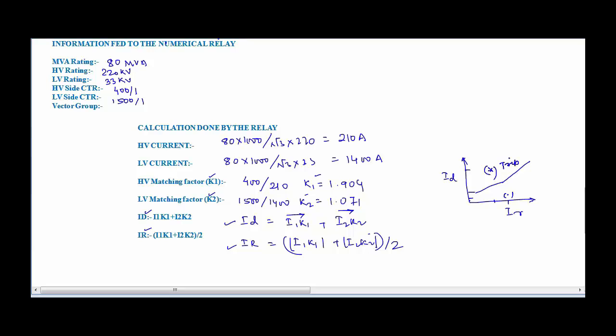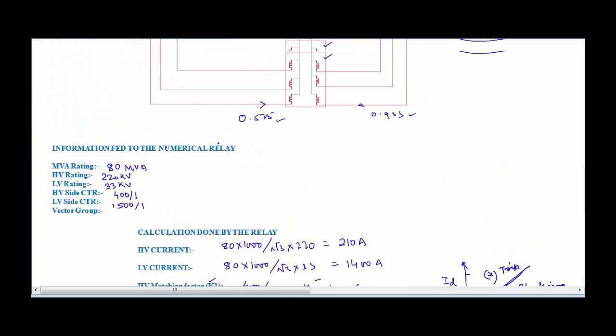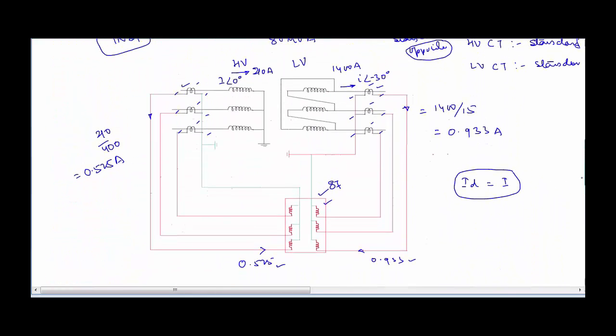So this is called the tripping area, or the area above this curve is defined as the tripping area, and the area below is defined as the blocking area. So this is what the relay does every time, and let us see what the relay is going to do if it is measuring a through fault or if it is normally loaded.